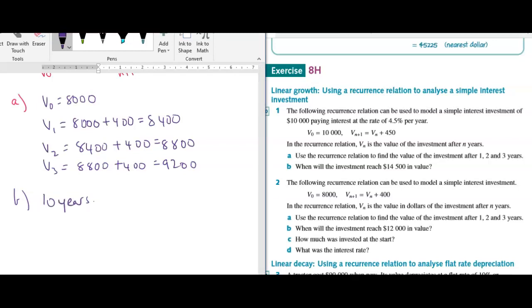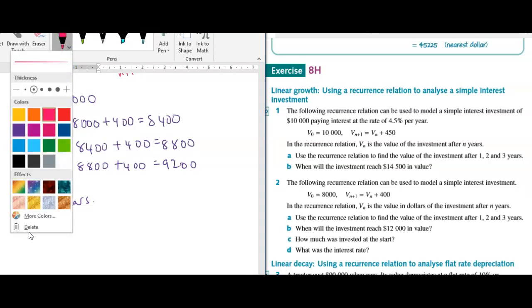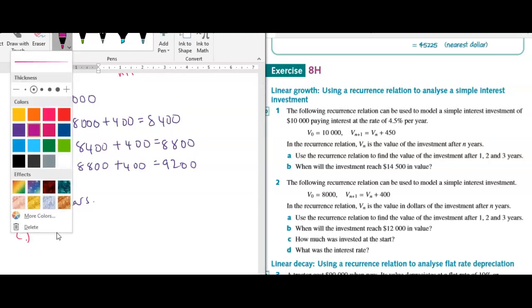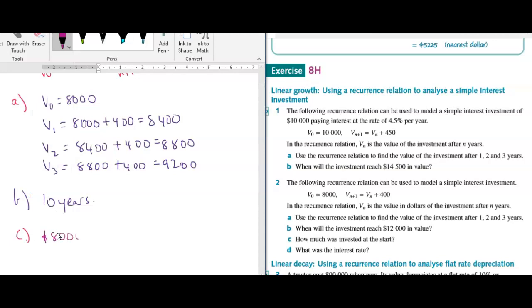All right, question C, how much was invested at the start? Oh, well, that should have been asked beforehand, but anyway. Okay, so C, how much was invested is $8,000. And then D, what was the interest rate?